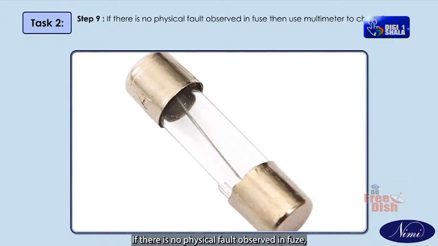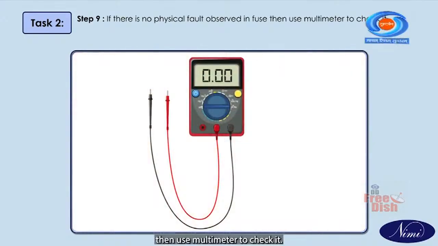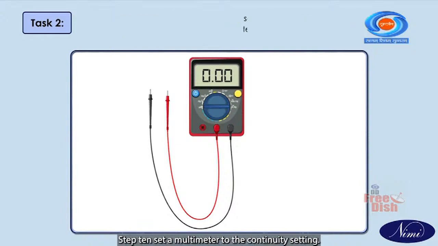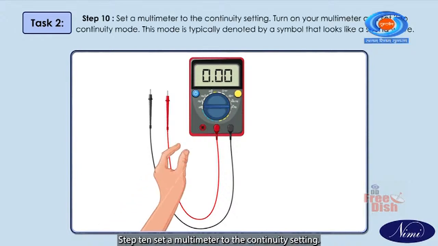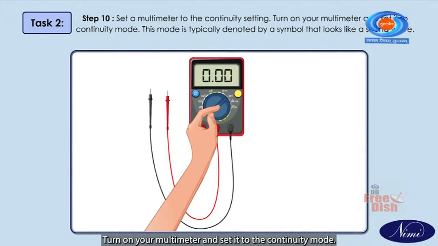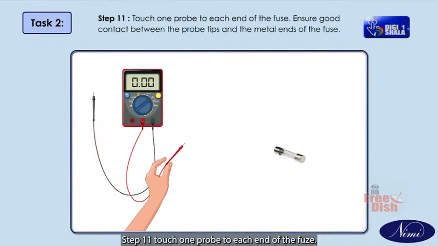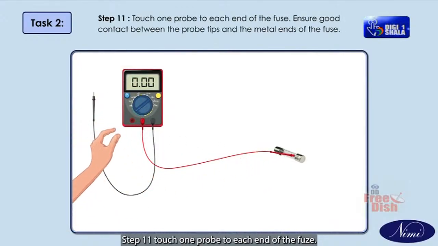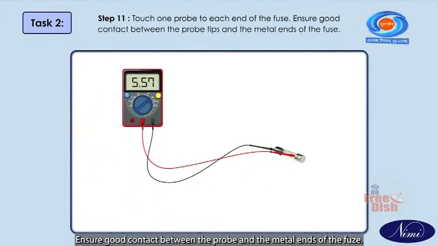Step 9. If there is no physical fault observed in the fuse, then use a multimeter to check it. Step 10. Set the multimeter to the continuity setting. Turn on your multimeter and set it to the continuity mode. This mode is typically denoted by a symbol that looks like a sound wave. Step 11. Touch one probe to each end of the fuse. Ensure good contact between the probe tips and the metal ends of the fuse.